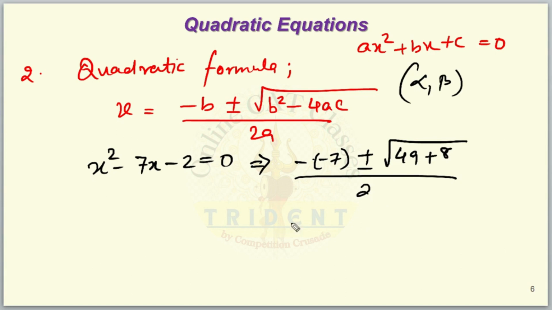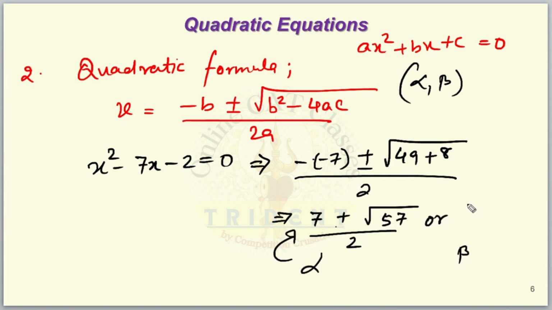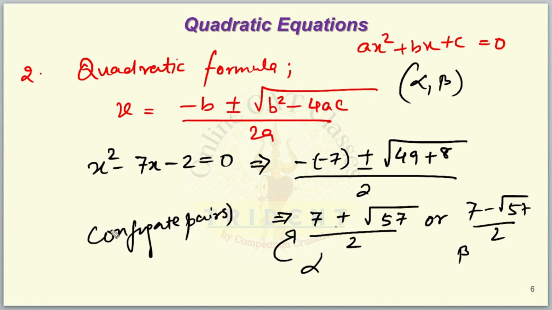The coefficient a is 1. So you get 7 plus or minus root over 57, upon 2. At this point you can say that alpha will be this, and beta will be 7 minus root over 57 by 2. As you can see, both of them are conjugate pairs. I don't want to give a lot of elaboration in this one because this is more like a refresher session. So I'll keep it at that.